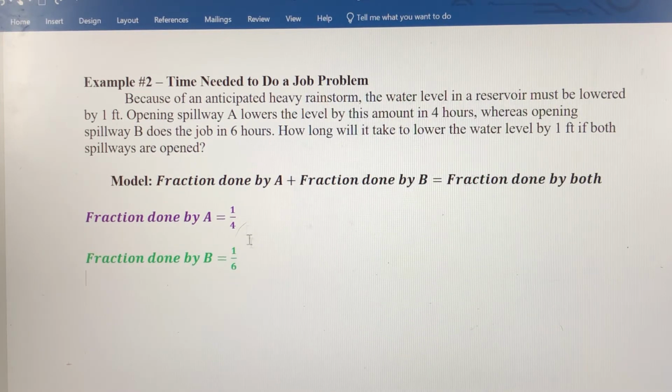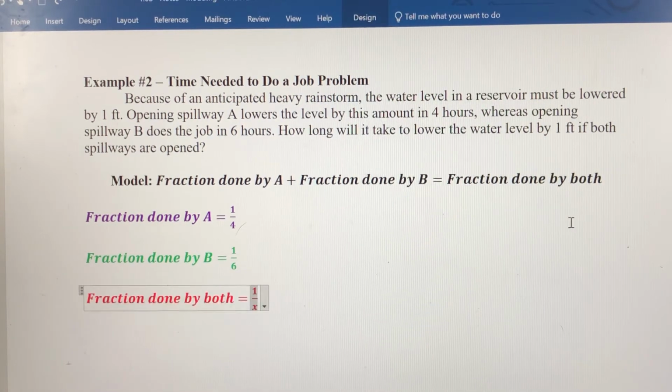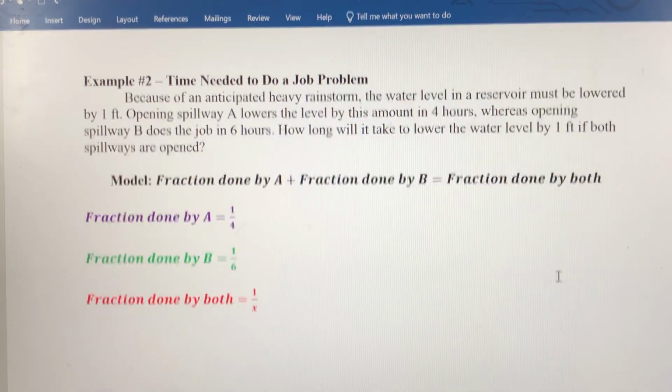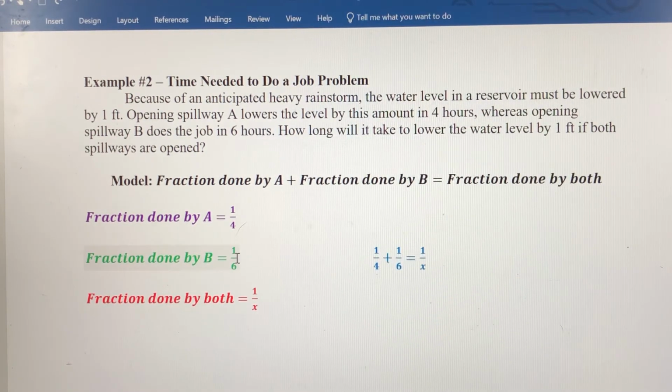So in 1 hour, if you were to combine those two, if you were to add those two together, we would accomplish almost 42%, okay? 41 2/3% of the job would get done, okay? So the fraction done by both, well, I don't know how long it takes, so that's going to be 1/x, okay? So in 1 hour, we don't know what part of the job would be done by both just yet, okay? Even though I just estimated it for you using percentages, okay? So let's take these values and plug them into our model. So we got 1/4 plus 1/6 equals 1/x, all right?